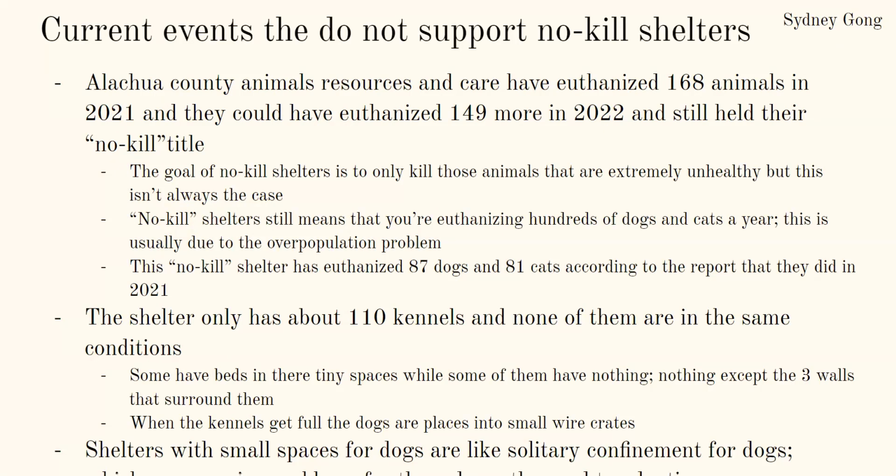There was also a hoarding facility in San Jose that caught fire and about 100 cats burned to death inside of their carriers. They were unable to escape the flames due to the plastic that was being melted down on top of them. Now, Alachua County has euthanized 87 dogs and 81 cats according to the report that they did in 2021. And the shelter only has about 110 kennels, and none of them are in the same condition. So some of the beds are in tiny spaces, while some of them have nothing except the 3 walls that surround them.